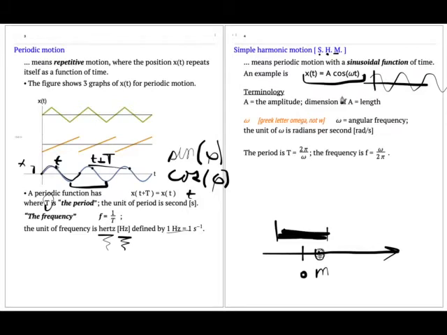So that's a length. Then there's this parameter omega. This is the Greek letter omega. It is not W. It kind of looks like W, but it's not W. It's the Greek letter omega. That parameter is called angular frequency.